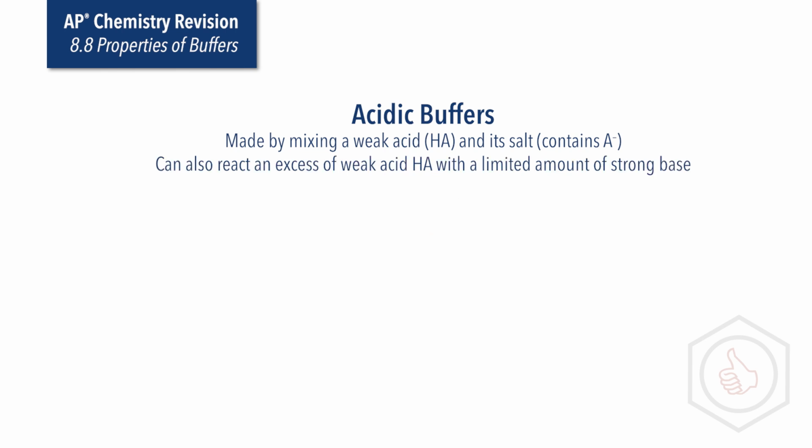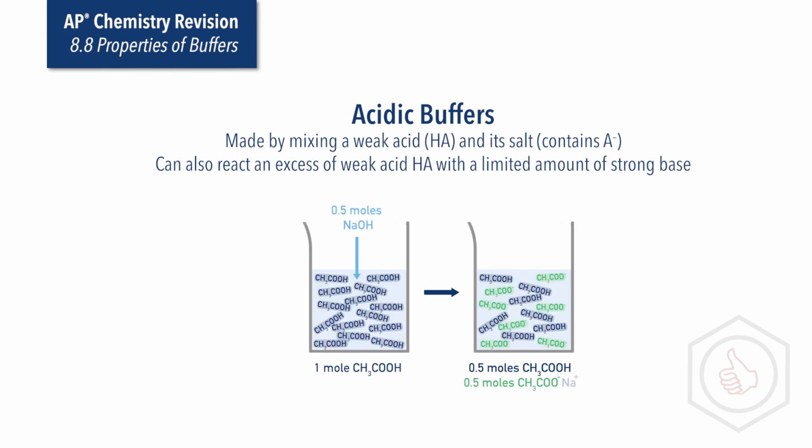You can also prepare a buffer by reacting a weak acid with a limited amount of strong base. For example, if you add an excess of weak acid to a strong base like sodium hydroxide, you will produce a final mixture that contains conjugate base ions, the weak acid molecules left over, and H2O. This produces both HA and A- in the same solution, forming an equilibrium system.